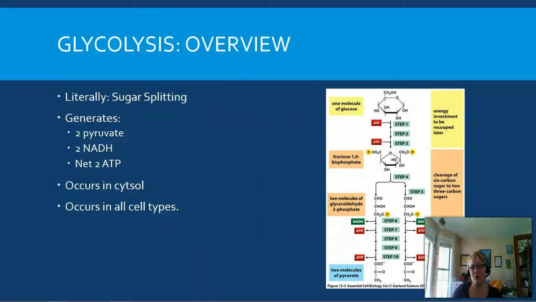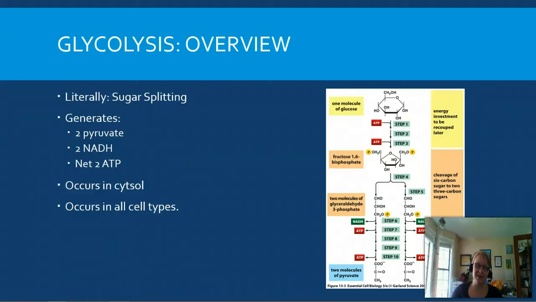Glycolysis, as you should know, literally means sugar splitting. So in this process, we're going to take one molecule of glucose, we're going to split it into two molecules of pyruvate. The goal of this process is to generate two NADHs, which is going to shuttle electrons to the electron transport chain. There's two phases. There's the investment phase and the payoff phase, which give us a net of 2 ATP generated, which is not a whole lot of energy for the cell.